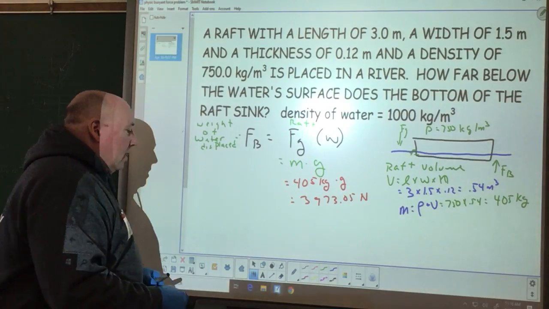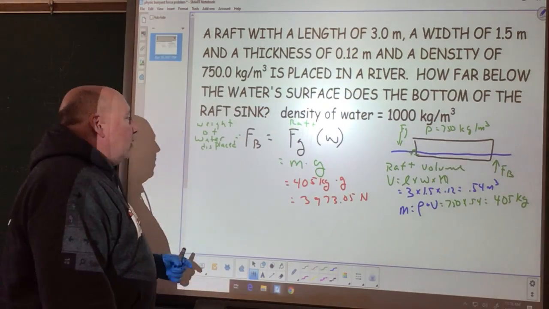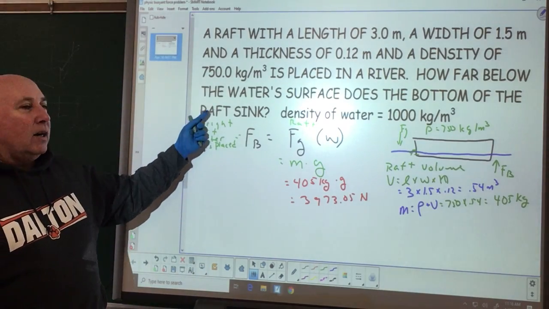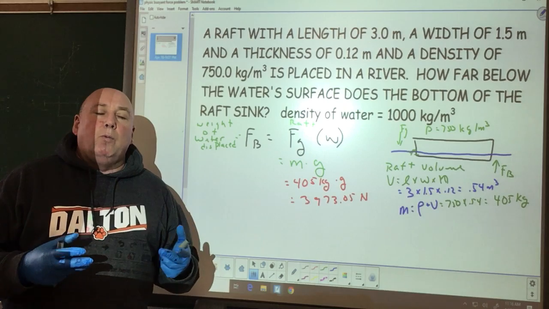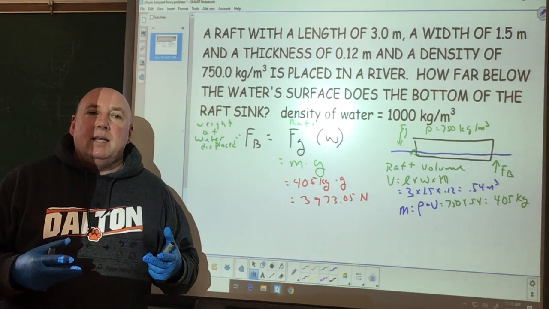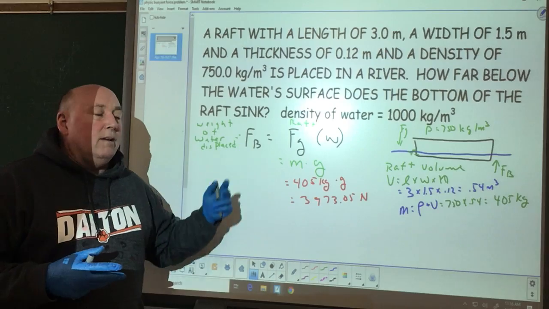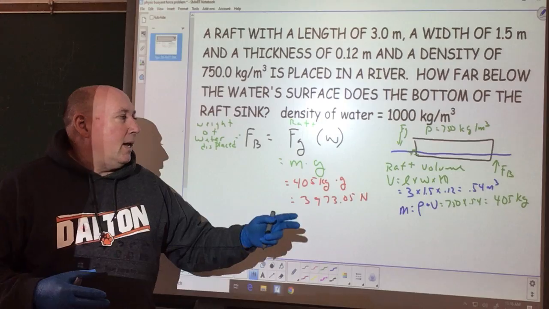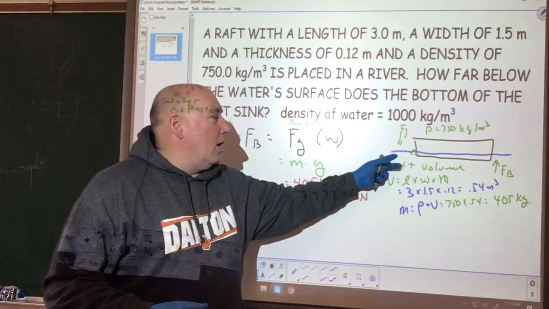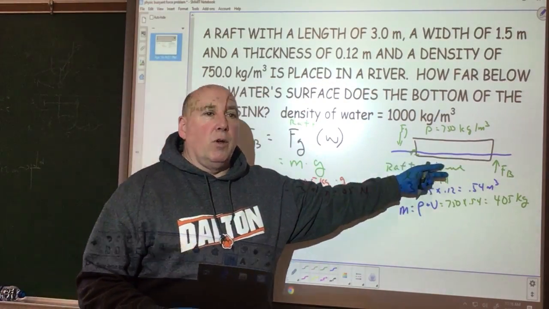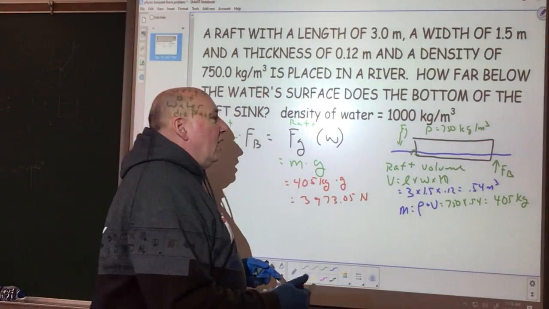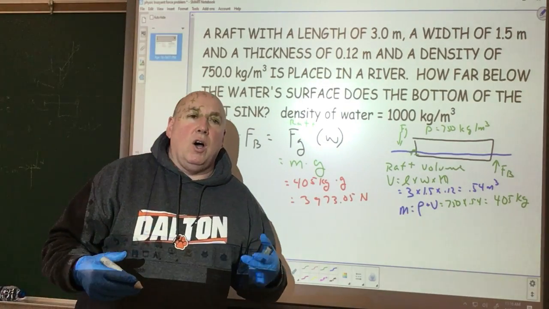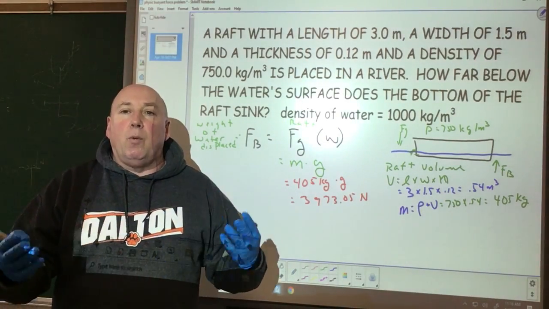If we think back to our ideas in regards to Archimedes, the weight of the water displaced is also equal to this buoyant force. And the weight of the water displaced is also the volume of this object that's below the water. So the volume of the raft that's below the water is also equal to the volume of the water displaced.